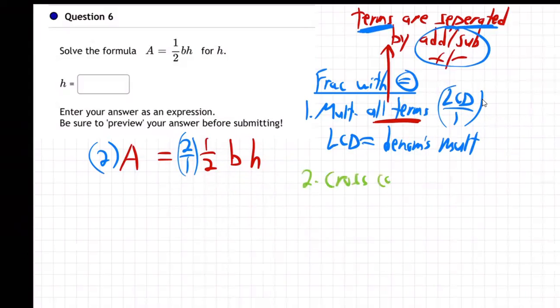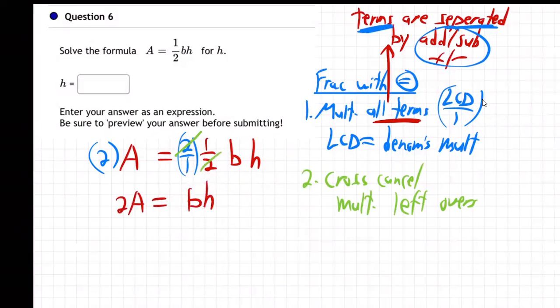All right, and then step 2. Cross cancel. Multiply the leftovers. Cross cancel. And what do we get? 2a is little b, little h. We don't need the 1 in front of the b because it's just assumed that there's a 1 in front of it.